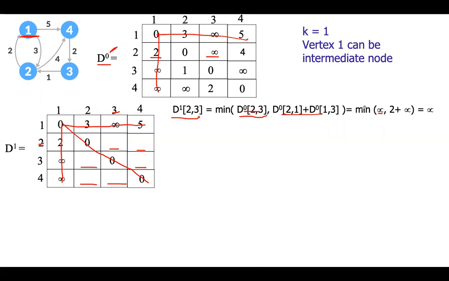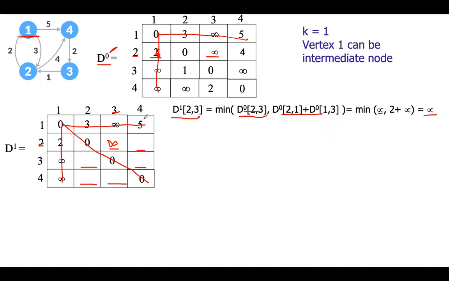This is infinite. There was no edge between 2 and 3 in this matrix, so its value is infinite. d naught of 2 to 1 is 2, that I will write here, plus d naught of 1 to 3. d naught of 1 to 3 is infinite. There was no edge. So 2 plus infinite is infinite itself, and minimum of infinite will get infinite itself. So from 2 to 3, if you go from vertex 1, we are not getting any edge. So we will write it as infinite itself.